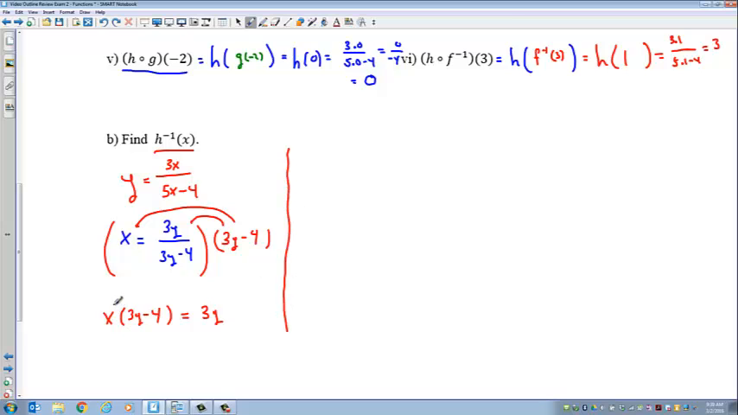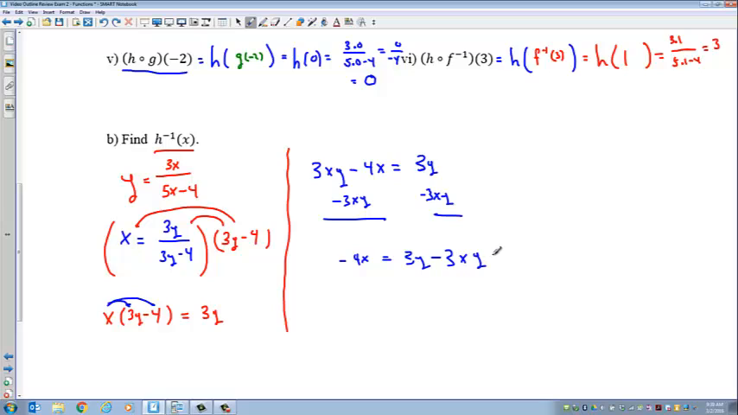Now I'm going to multiply through by the x. So I'll multiply this by x and this by x. And so on the left, I'll get 3xy minus 4x is equal to 3y. And I want to get all the y stuff to one side, so I'll take away 3xy on both sides. And I'll get a negative 4x on the left. And on the right, I'll have 3y minus 3xy.